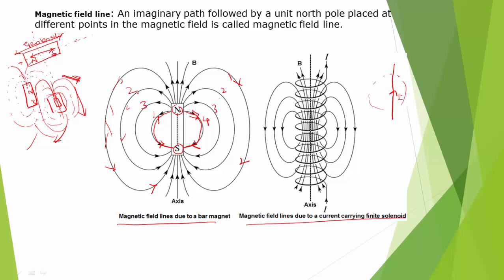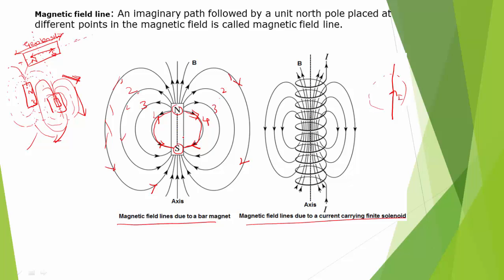The strength of the magnetic field is very high and it obeys the inverse square law. If the distance increases, the magnetic field decreases. If the distance decreases, the magnetic field increases. It obeys the inverse square law.